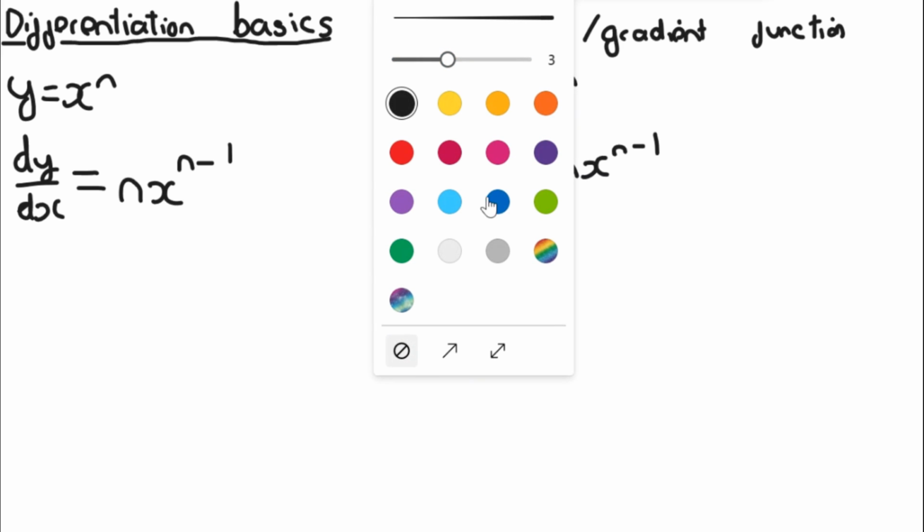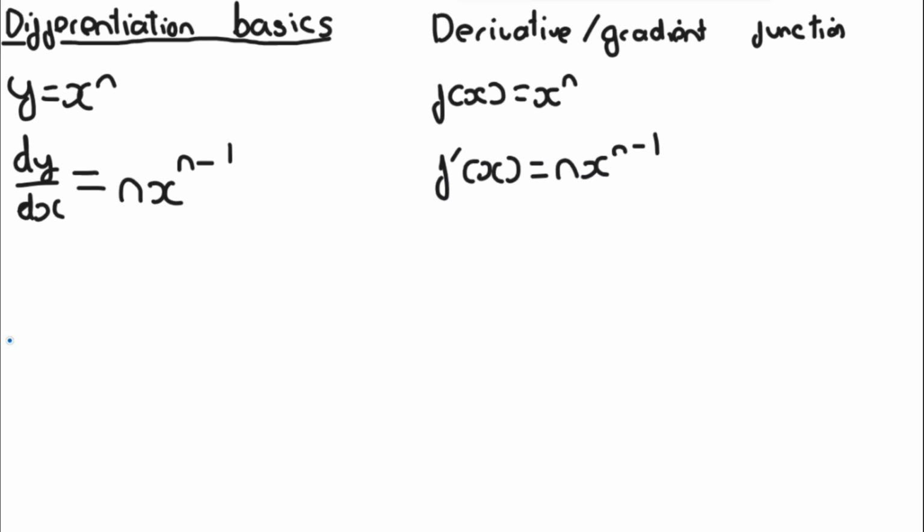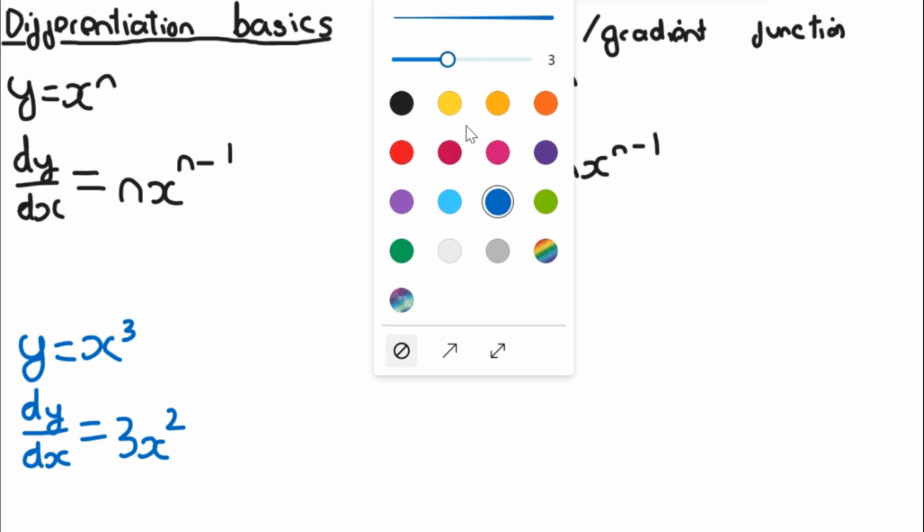So, for example, let's say that y is equal to x to the power of 3. So what is dy over dx going to be? Well, in this example, 3 is what n is, so if we use this formula here, it's going to be 3x to the power of n minus 1, so 3 minus 1, so it's going to be to the power of 2.